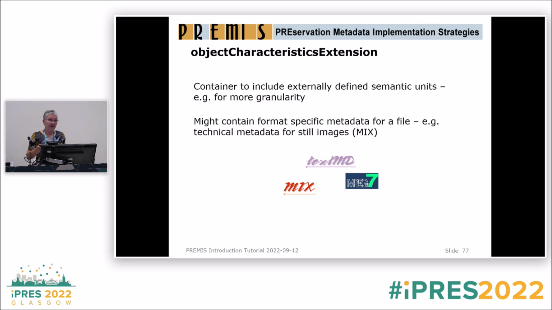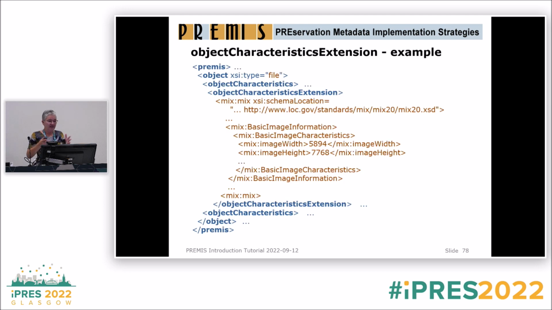The other one I would talk about was the object characteristic extension. There's a lot of places where you will see these extensions. So I'm explaining it here and I will refer back to it. This is actually the way that we are also getting technology agnostic, because we are allowing you to take whatever way you want to describe things that are not in PREMIS. You can do that in an object characteristic extension. For instance, if you have a still image and you want to express a lot of still image specific characteristics, you can do that by using the MIX standard, for instance, and you can put the MIX into this extension. So this is an example of that, where you have the characteristics, the extension, and then the MIX.